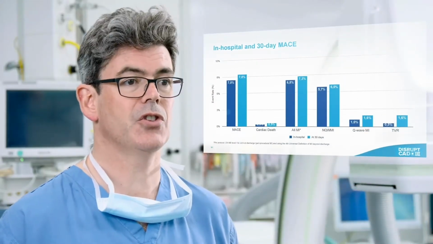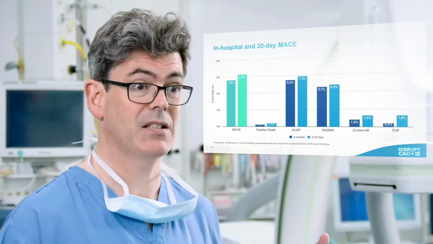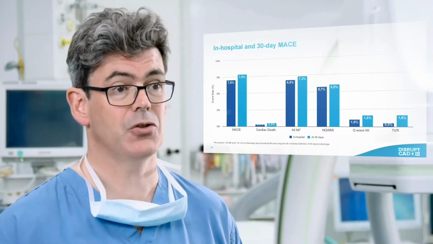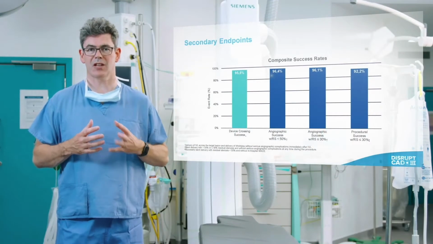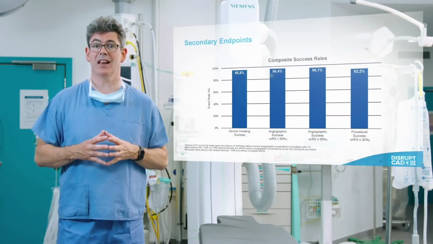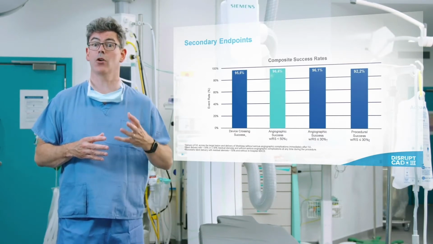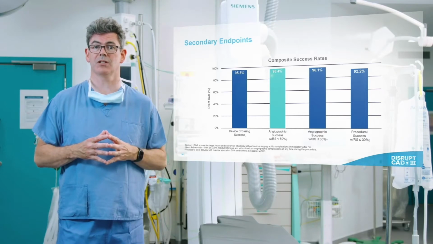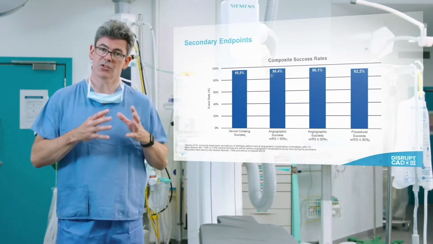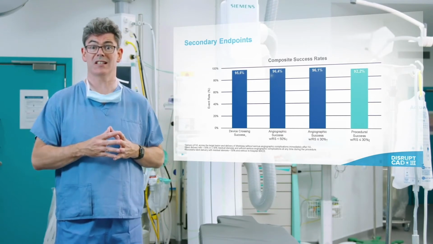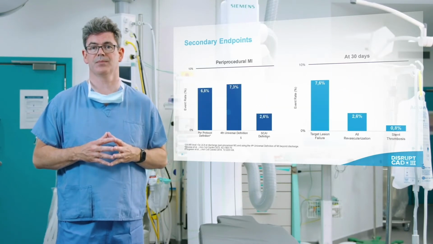This slide shows the in-hospital and 30-day MACE of 7 and 7.8% respectively, along with the individual components. Key secondary endpoints included device crossing success, angiographic success with a less than 50% residual stenosis, angiographic success with a less than or equal to 30% residual stenosis. All of these were 96% or greater. Procedural success with residual stenosis less than or equal to 30% was 92.2%.